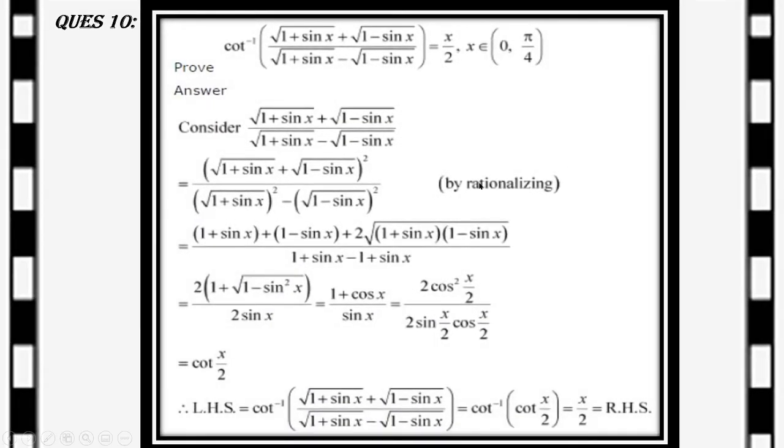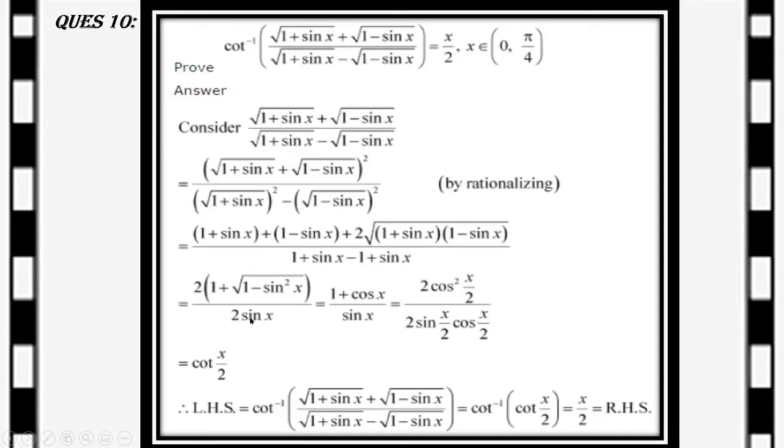Now question number 10, good and important question. Cot inverse something is equal to x by 2, that's what we have to prove. So consider this thing and now by rationalizing. We will rationalize by changing the sign. So in the numerator it will become square and in the denominator it will become the identity a plus b and a minus b. Now opening this bracket, opening this square, a square plus b square plus 2ab, and in the denominator also open these brackets.